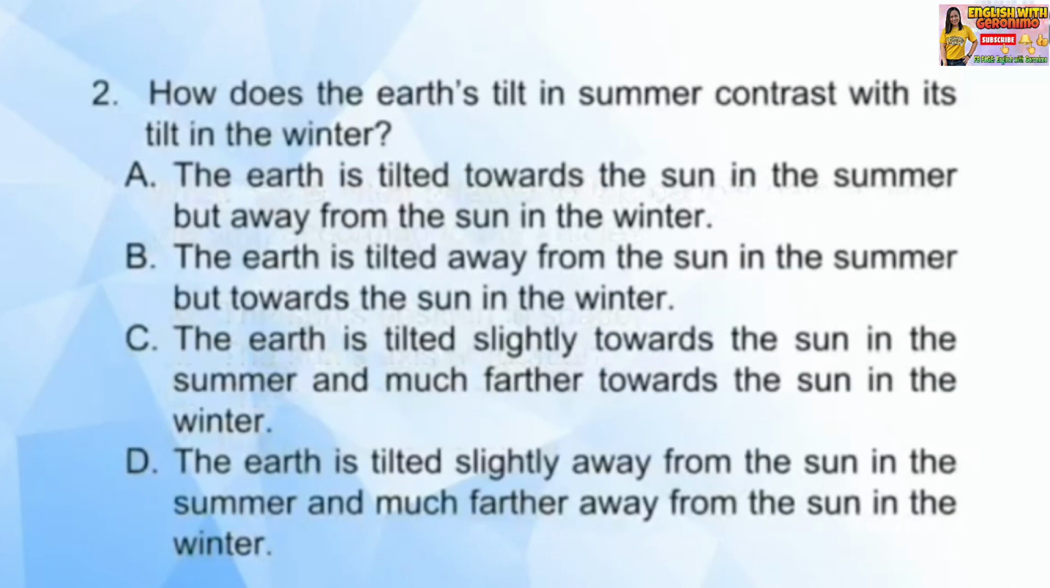Question number 2. How does the Earth's tilt in summer contrast with its tilt in the winter? Is it letter A? The Earth is tilted towards the Sun in the summer but away from the Sun in the winter. Or letter B. The Earth is tilted away from the Sun in the summer but towards the Sun in the winter. Letter C. The Earth is tilted slightly towards the Sun in the summer and much farther towards the Sun in the winter. Or letter D. The Earth is tilted slightly away from the Sun in the summer and much farther away from the Sun in the winter.